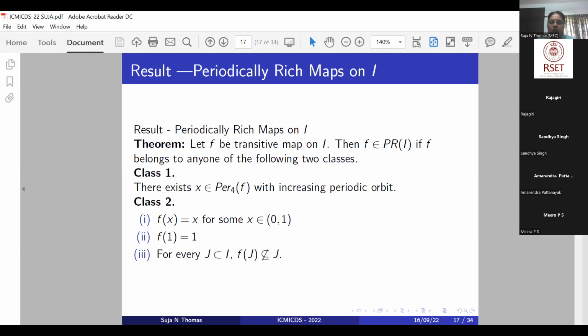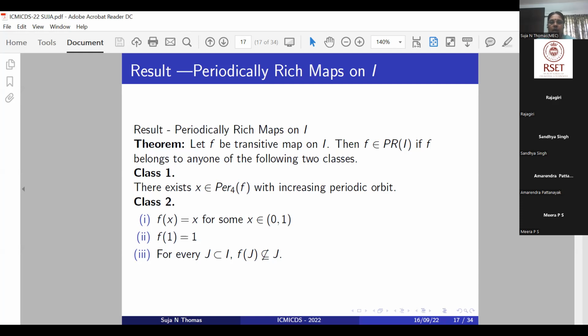On an interval, periodically rich maps on I could be divided into two classes. The first is those transitive maps having a periodic point with increasing orbit, and the second is those transitive maps such that f(x) = x for some x in [0, 1], f(1) = 1, and for every closed interval J a subset of I, f(J) is not a subset of J. Both classes have transitive maps, and transitivity implies dense periodicity on an interval. So what remains to prove is P(f) equal to Z plus.